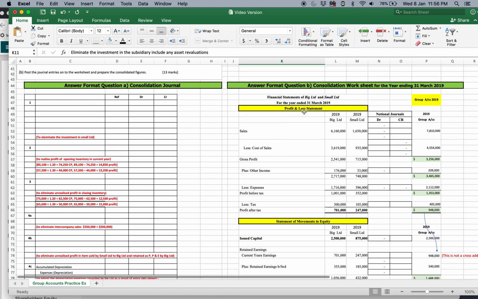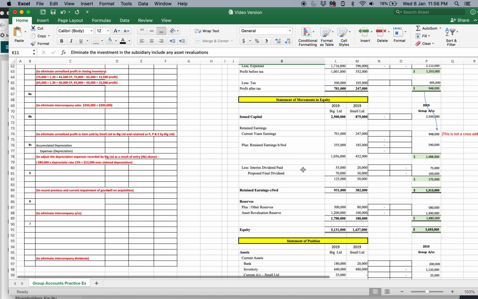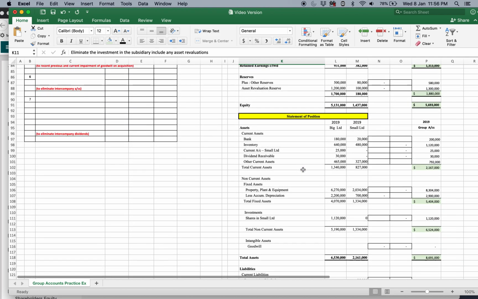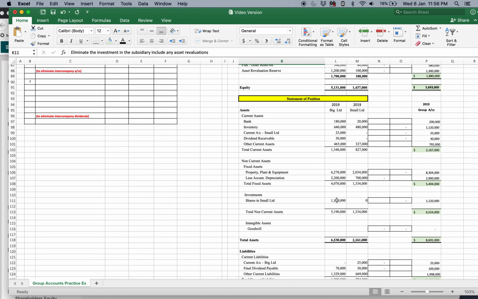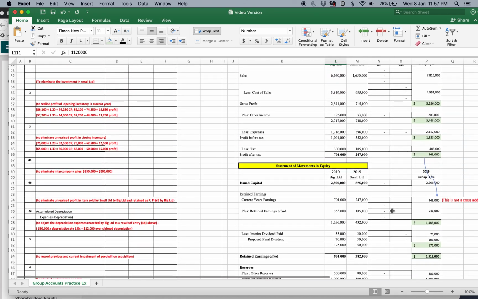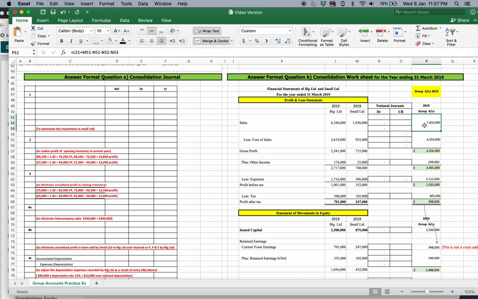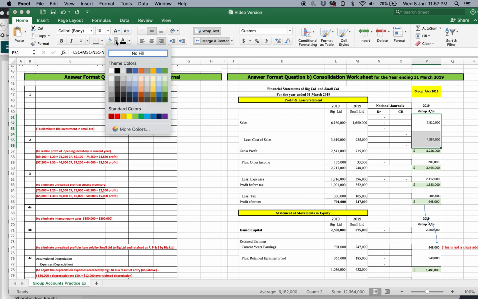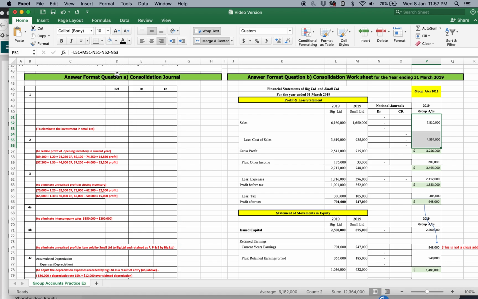So if we go down to the financial accounts for Big Limited, down in the balance sheet, there should be an investment down there, shares in Small Limited, there it is, okay? So we need to get rid of that, but we'll see how that comes through afterwards, right? I've got all of these figures showing here already. Anyway, I'll leave them there for now. I've put formulas through there already. That's all I've done there really. So we don't need to worry about it too much. I'll get back to that.